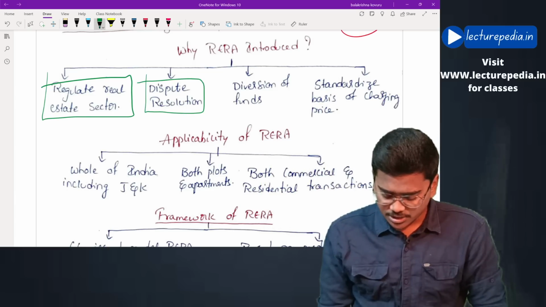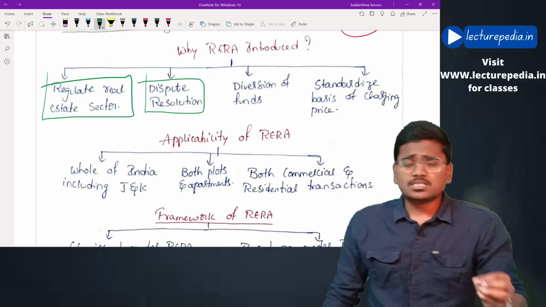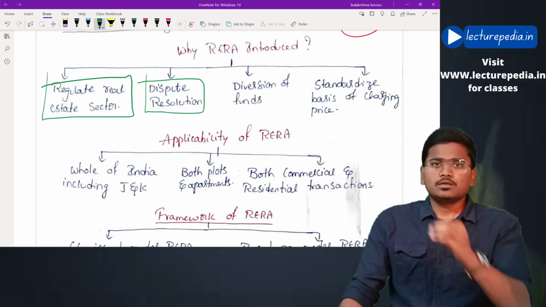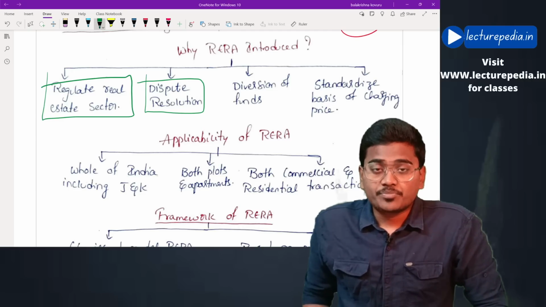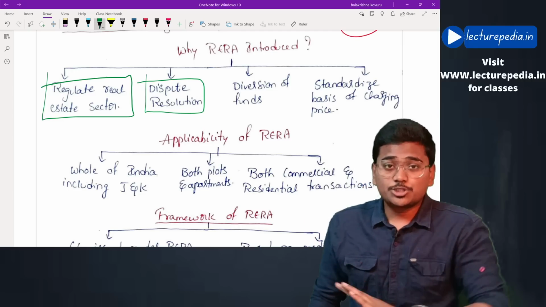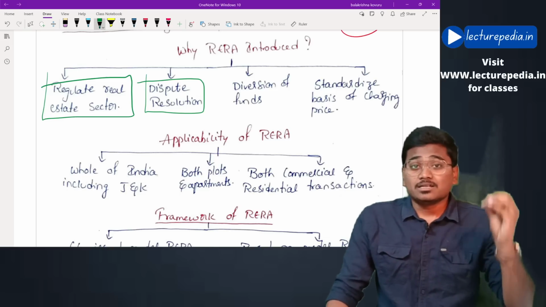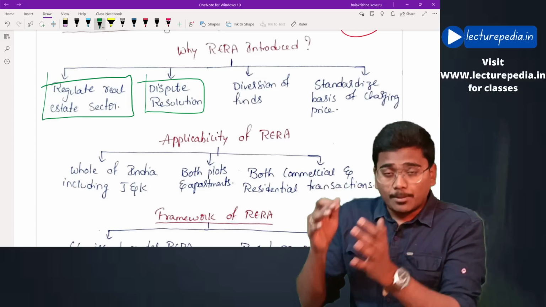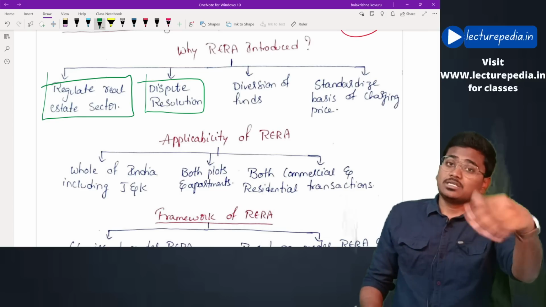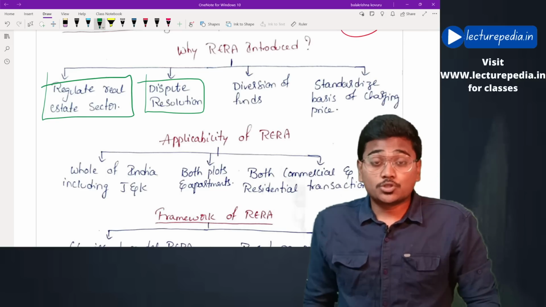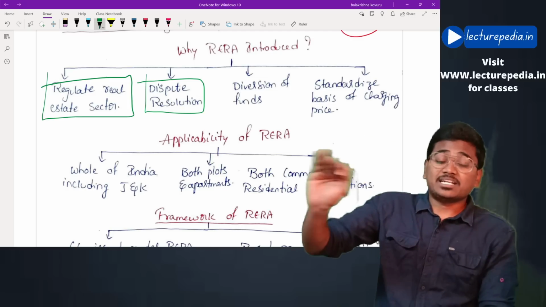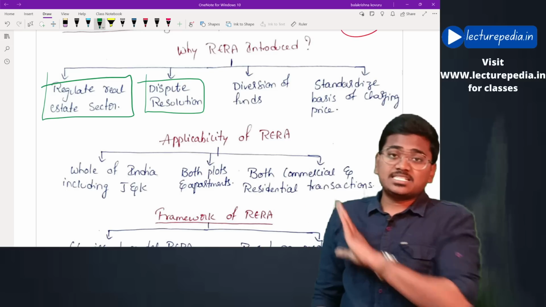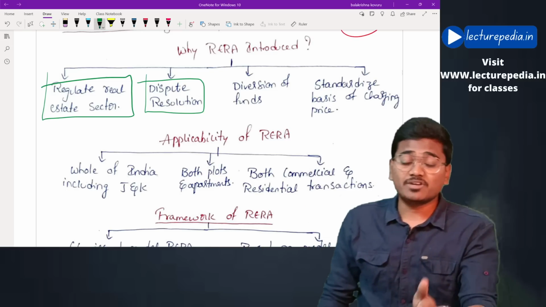Next, dispute resolution. Before this RERA Act was implemented, in case there were any disputes relating to the real estate sector, they would be filed with the civil courts. Now in the civil courts, apart from these disputes, there will be various other disputes, and the time to resolve the disputes in the civil court will be very huge. So under RERA, a separate regulatory mechanism has been established to deal only with disputes of the real estate sector. Hope this is clear. Even this is one of the reasons why RERA was implemented.